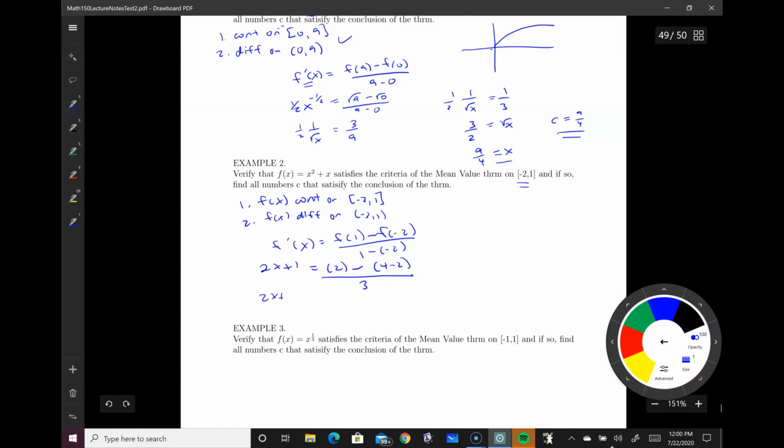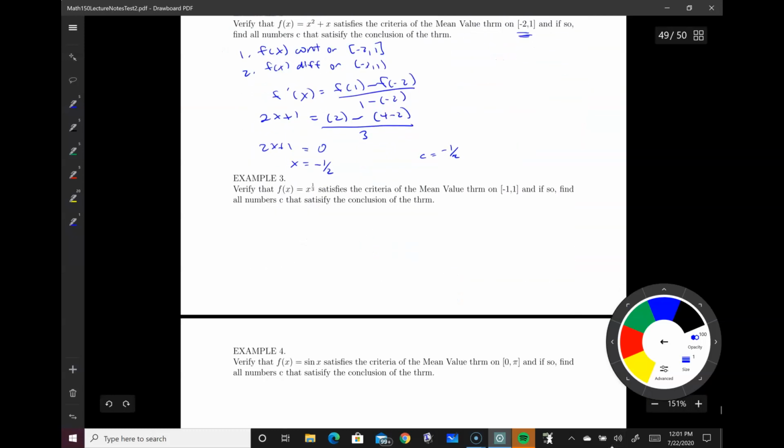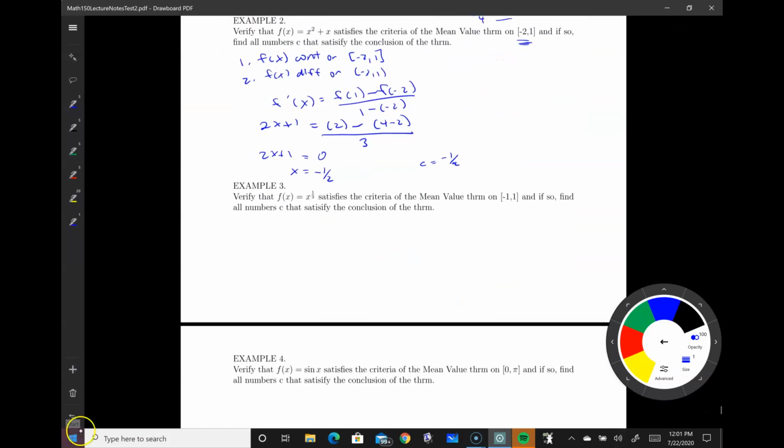So 2x plus 1 equals, and on this side, I get 2 minus 2. Oh, that gives me a 0. Then that gives me x equal to -1/2. So the value of C that satisfies the mean value theorem is -1/2, and it is in this interval. Let's stop there, and I'll continue with the next one.